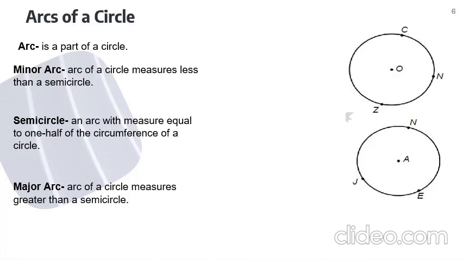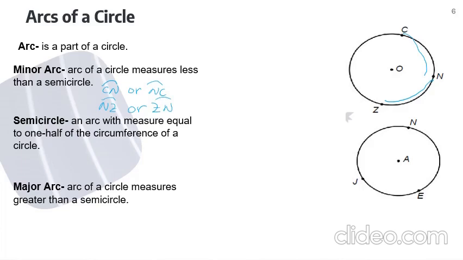Let us identify the arcs of circle O and A. Minor arcs in circle O are CN, that is arc CN or NC, arc NZ, or ZN.